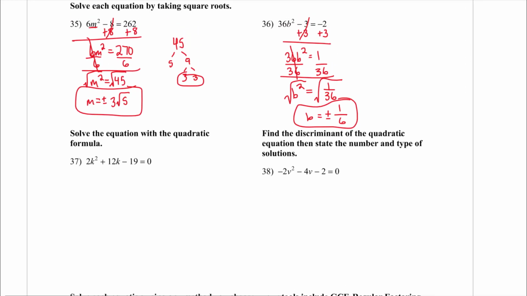37. We are getting close to the end here. 37 says, solve the equation with the quadratic formula. I wrote that formula down earlier. I guess I can write it down again. There's a cool Pop Goes the Weasel song that you can use to remember this. And also, if you look at my channel, I did a rap version of it that can help you memorize it if you haven't already.